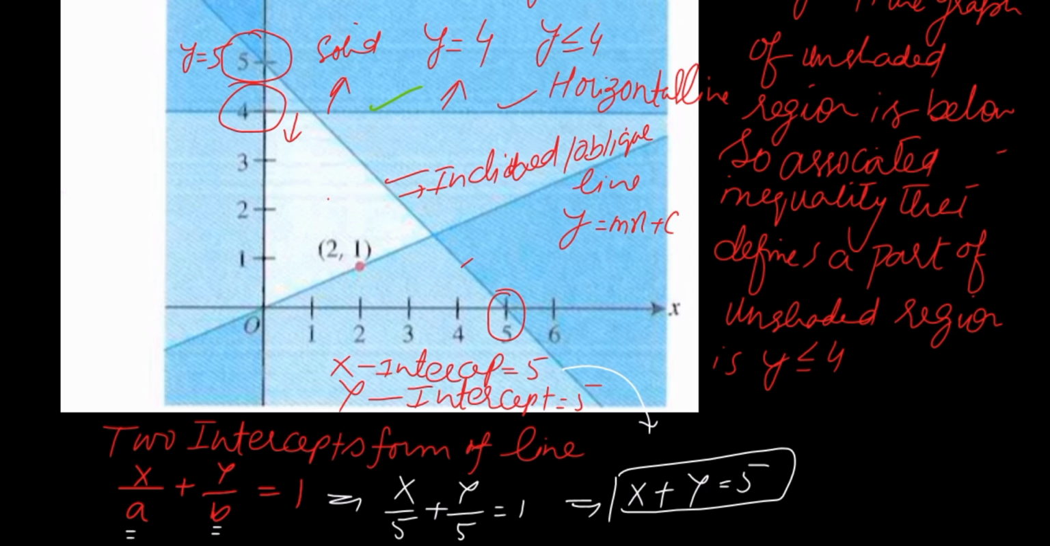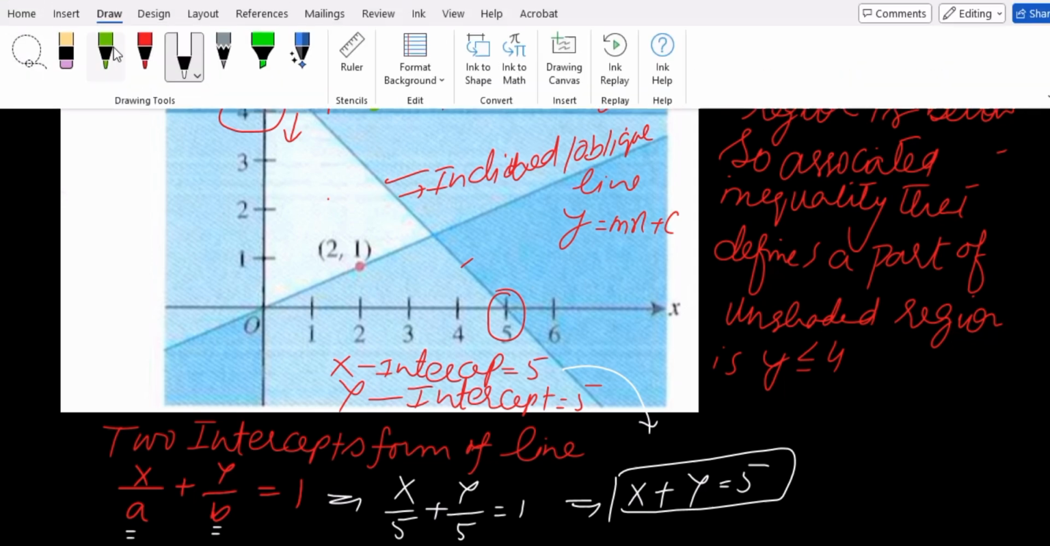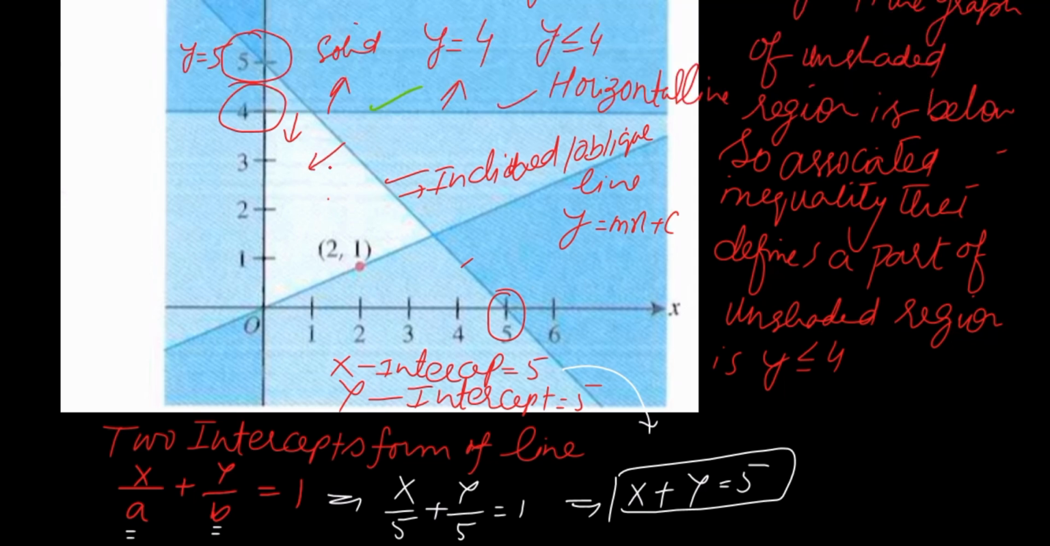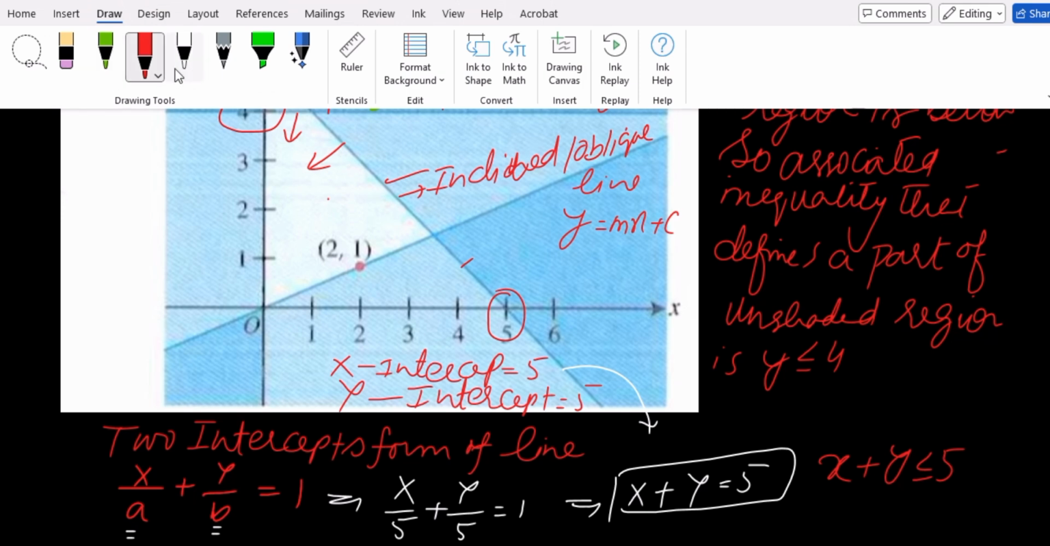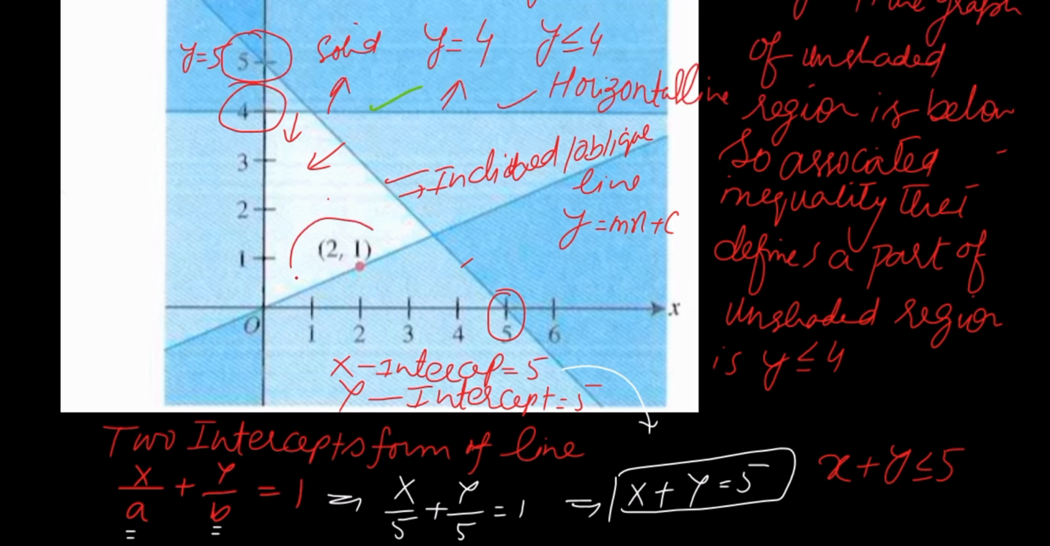Now, the unshaded region is below this line, so the associated inequality is x plus y less than or equal to 5. The last one, this line passes through 2 points. One is (2, 1) and the second one is the origin. Very interesting.